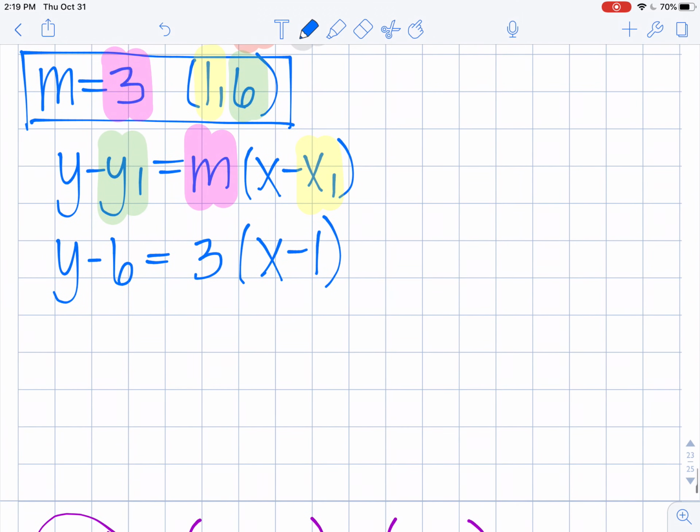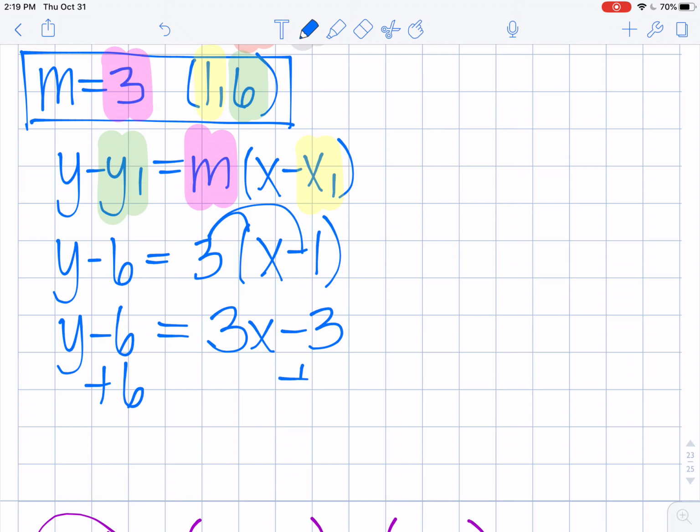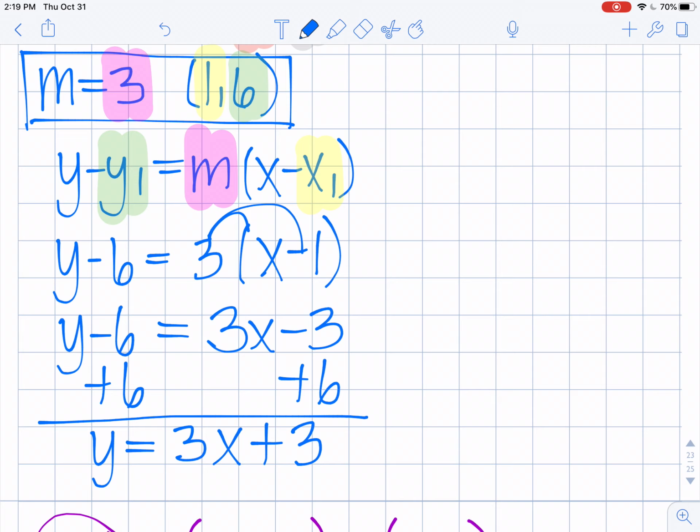So to do that, we're going to first distribute. So I get y minus 6 is equal to 3x minus 3. And I'm going to get all my constants on one side, so I'm going to add 6 to both sides. So this gives me y is equal to 3x plus 3. Now, if I wanted to write an equation in slope-intercept form, this would be my final answer. Remember, slope-intercept form looks like y equals mx plus b.